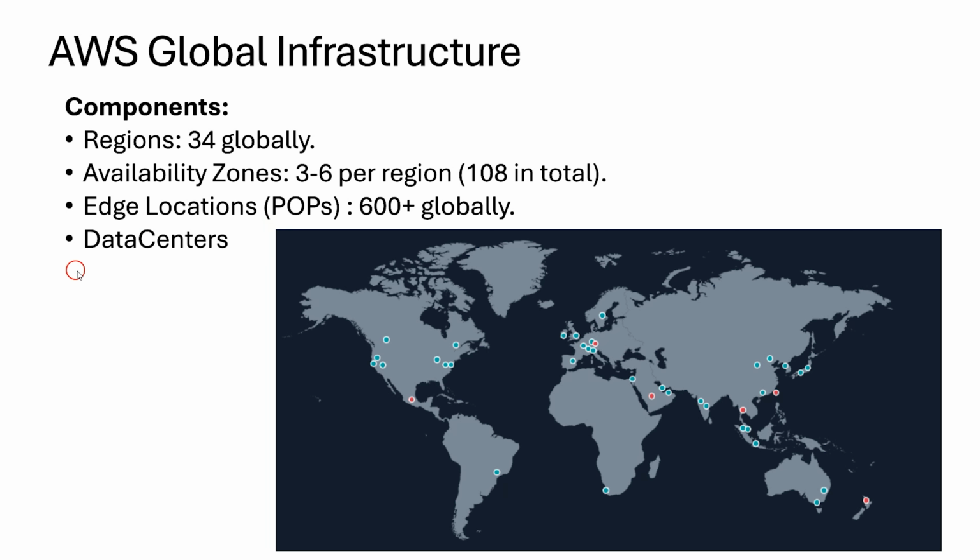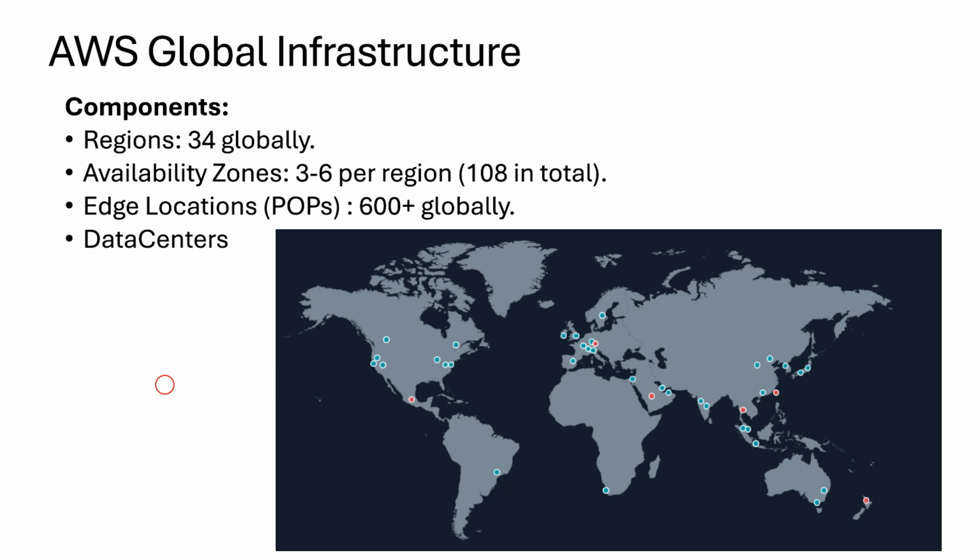And finally, data centers. Data centers are a part inside the availability zones, right? Inside regions, you will have availability zones, and each availability zone contains data centers. Okay. So these are the four important components of global infrastructure, and through these four important components, AWS is able to serve customers globally.